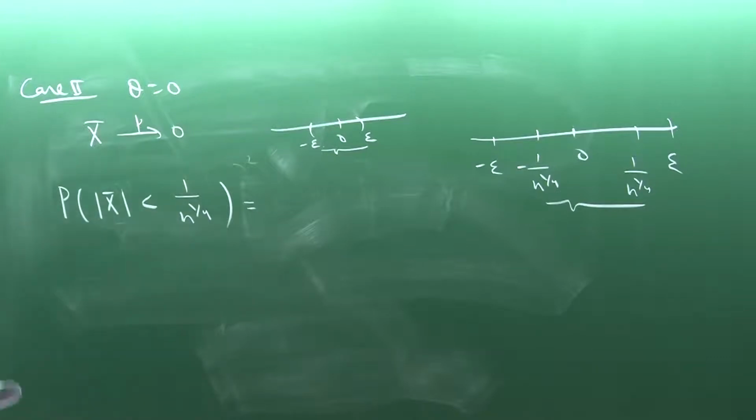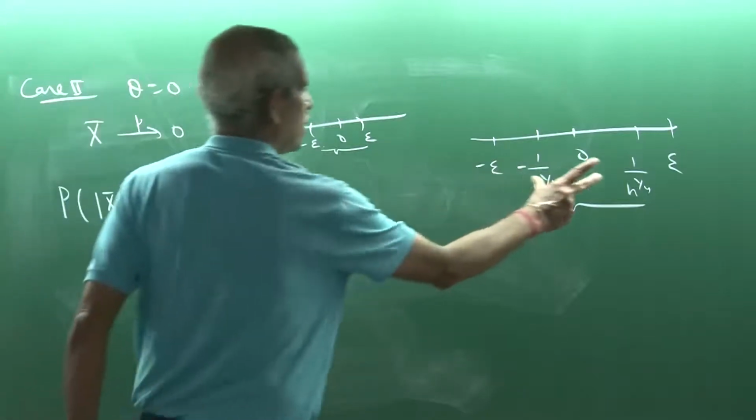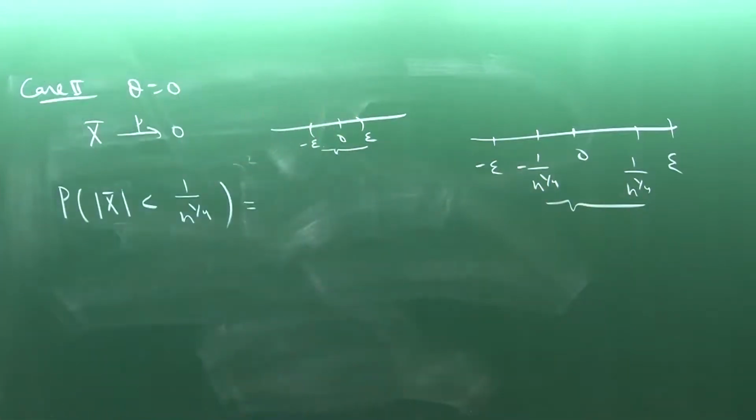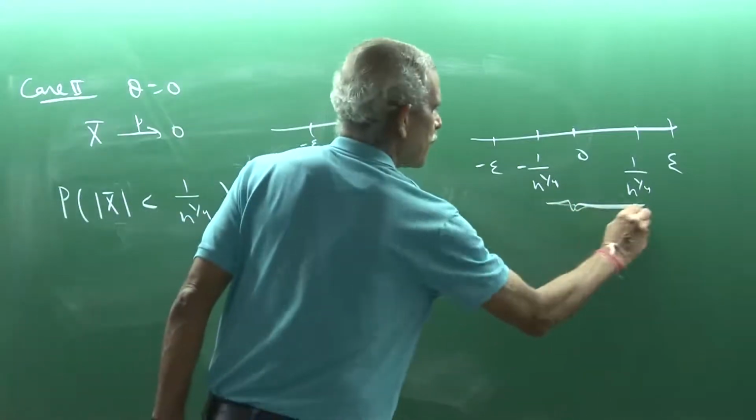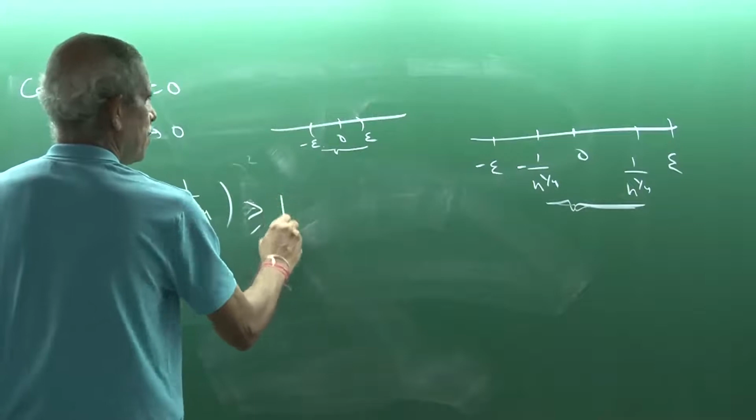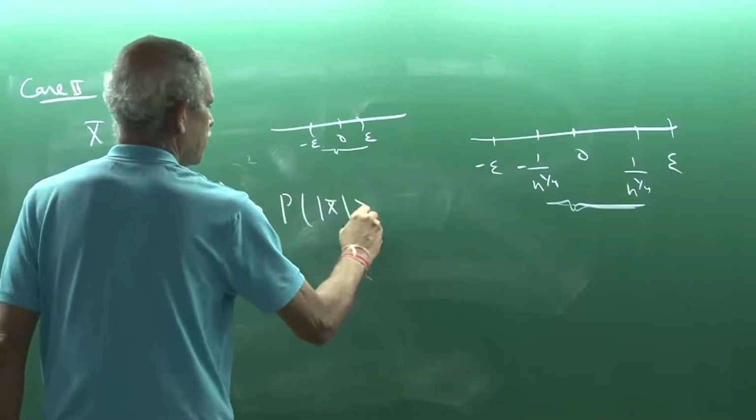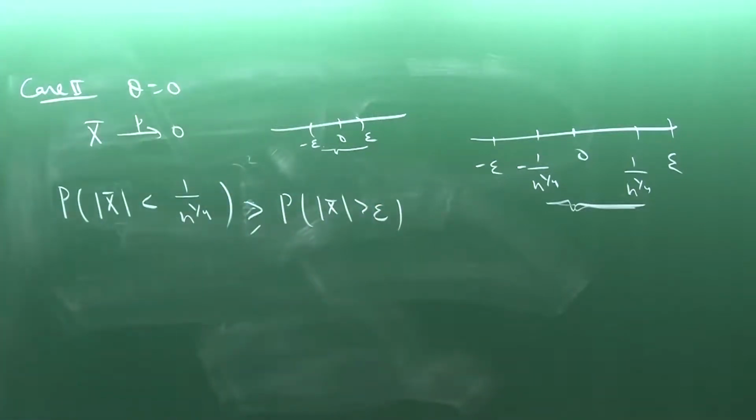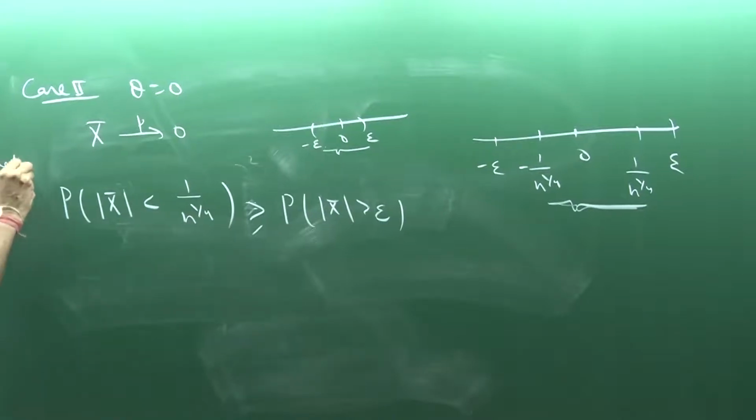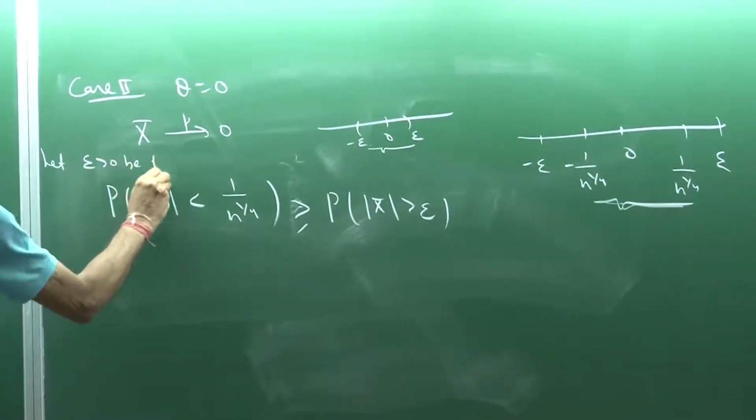So you can always choose an epsilon so that the probability that mod of x bar is less than 1 upon n to the power 1 by 4, with 1 upon n to the power 1 by 4 always less than epsilon, this probability would always be greater than or equal to the probability that mod of x bar is greater than epsilon. So what I have done is let epsilon greater than 0 be fixed.